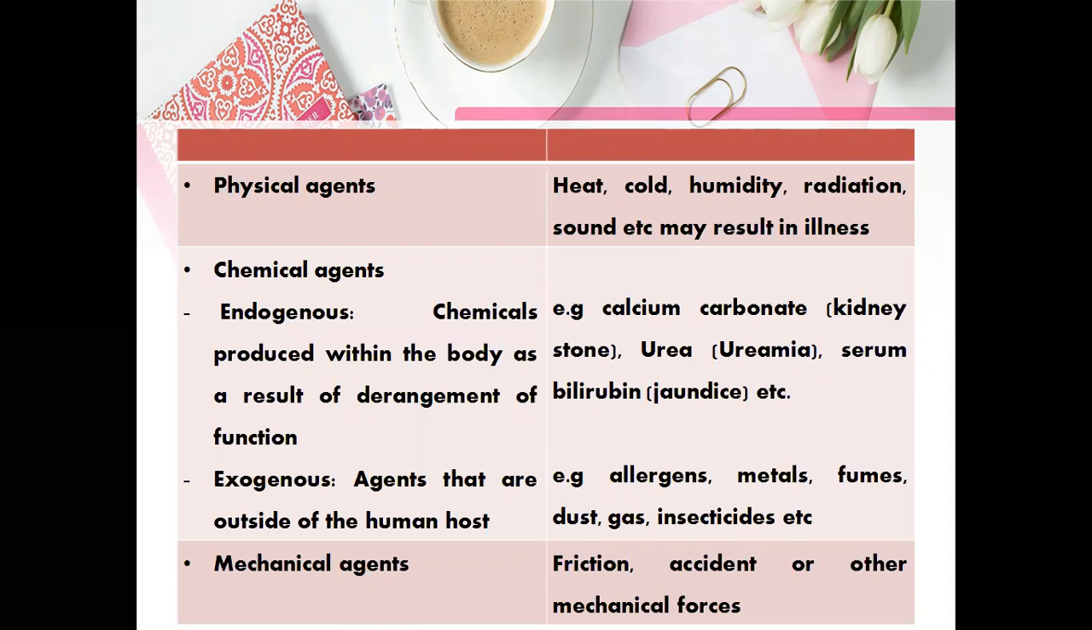Okay, the next is mechanical agents. These mechanical agents are very common in the places where people go and work, like in an occupational setting. Because of not maintaining proper safety measures, there might be some accidents. Those very commonly occur in occupational settings. Examples of mechanical agents are excessive friction, then accidents, which can be because of not wearing all the safety measures, or any other mechanical forces. All those mechanical forces might cause a disease or some disability or dysfunction.